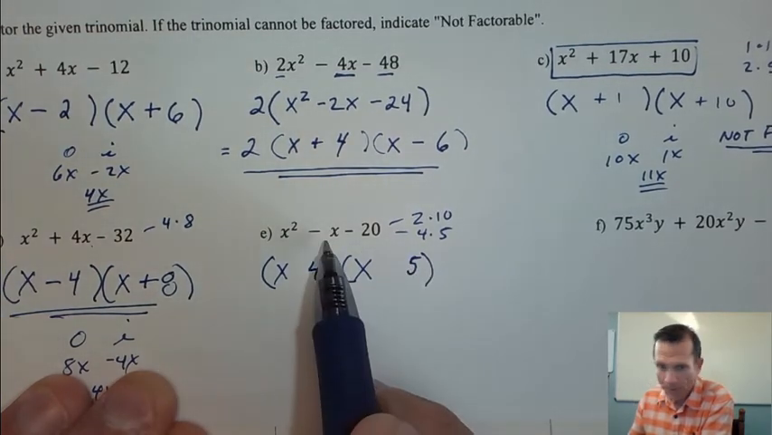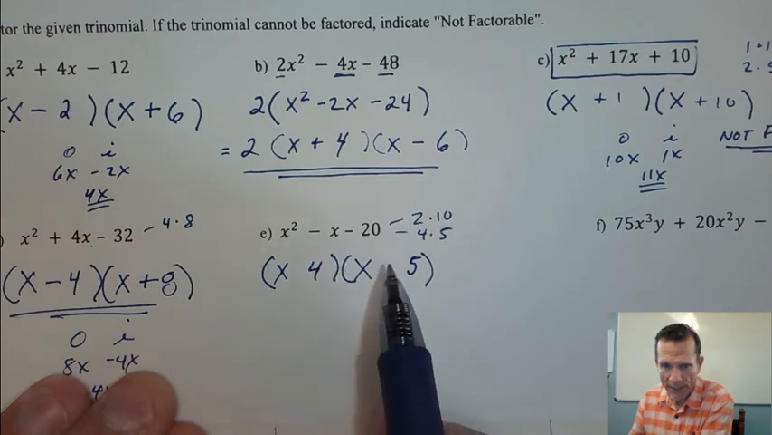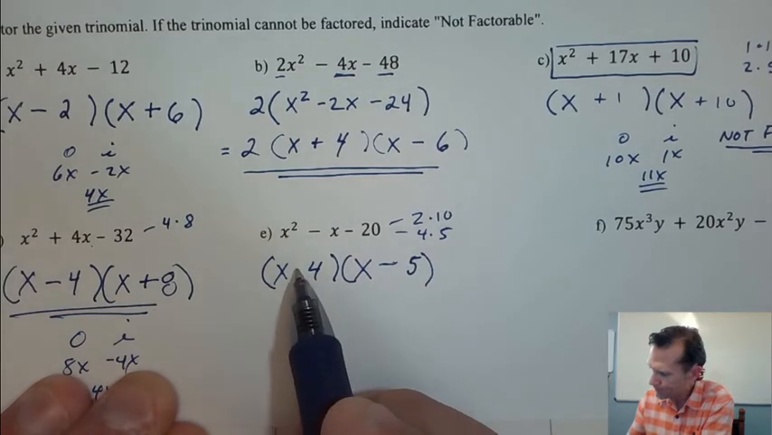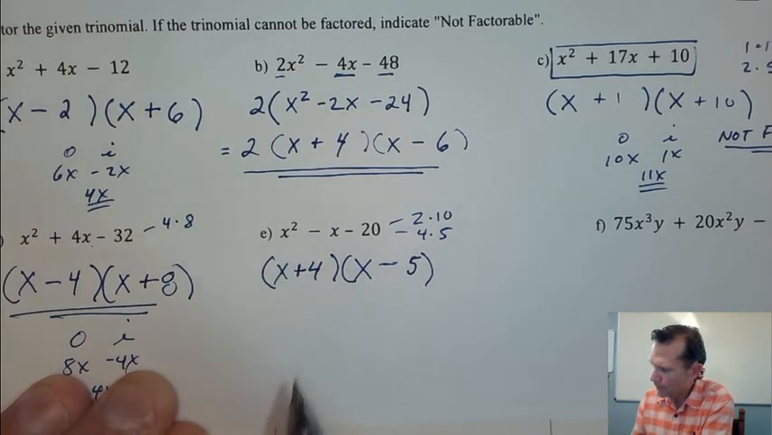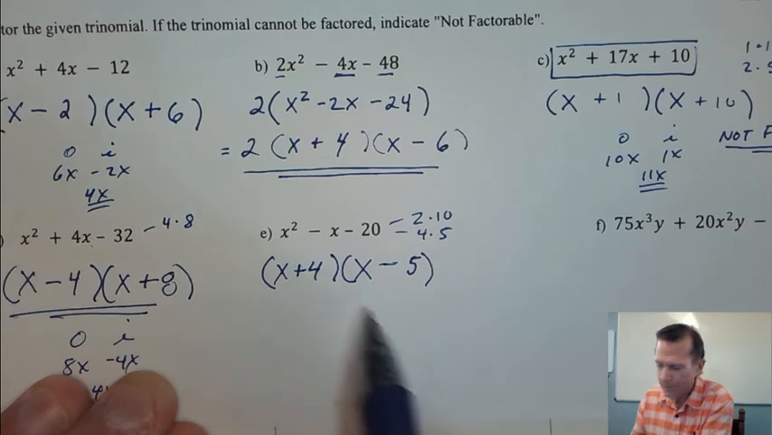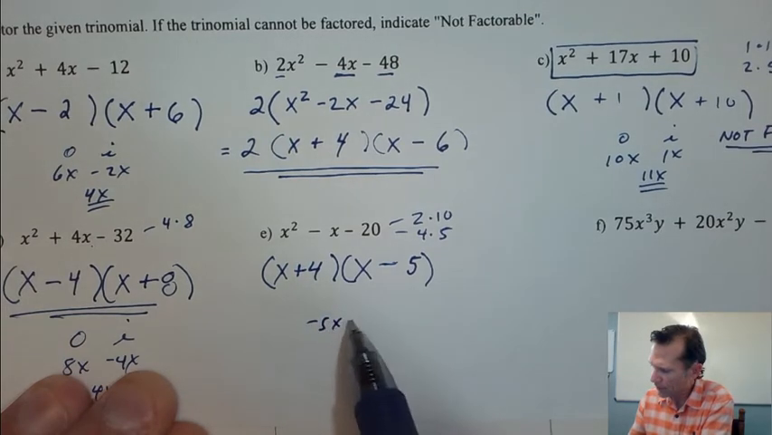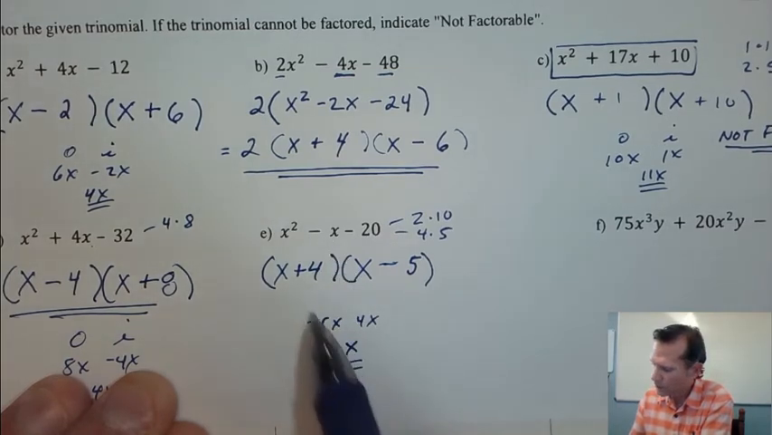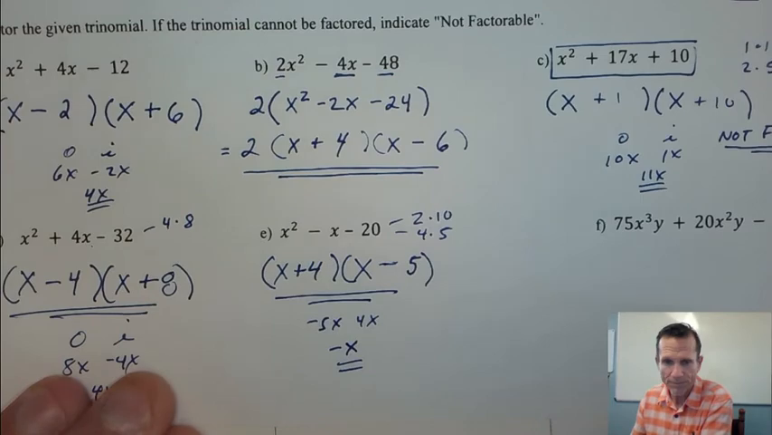It's a negative in the middle, so I need more negatives. So I'm going to put a negative here, and I'm going to put a positive with the 4. If you check this out with FOIL, you get negative 5x outside, 4x inside, which makes negative x, and that's our middle term. So this is our factored form.